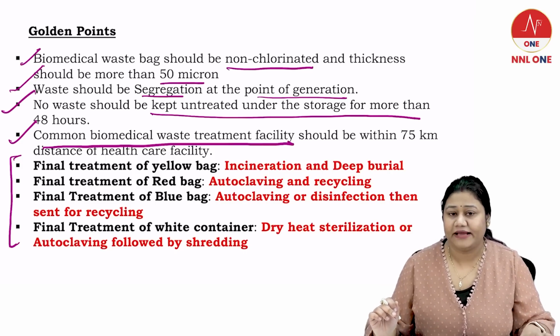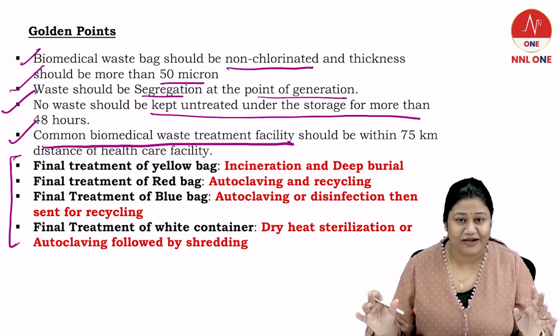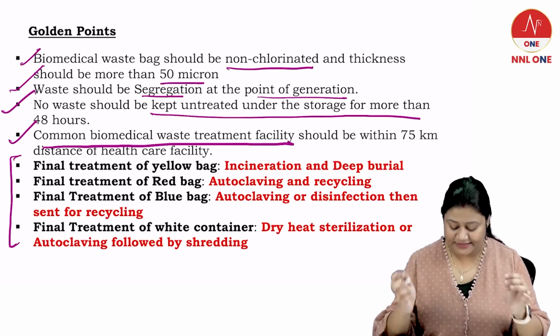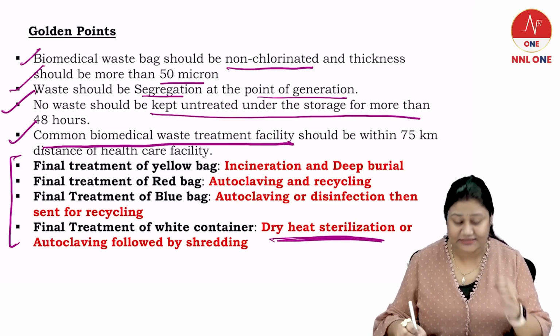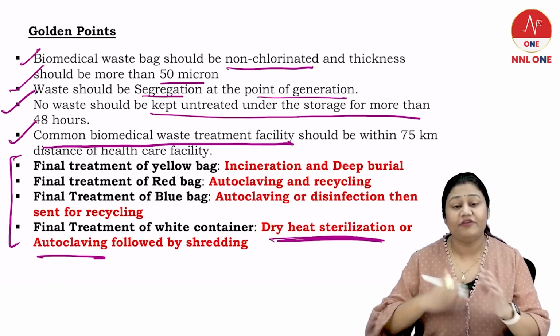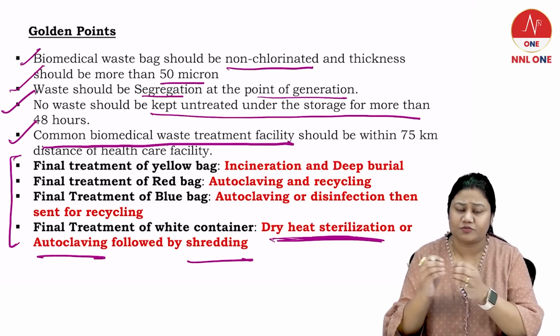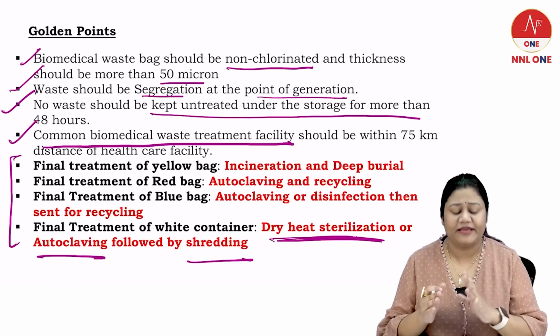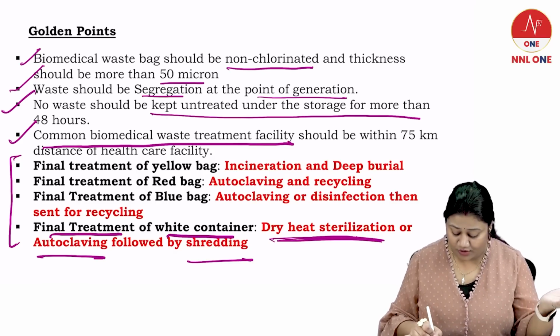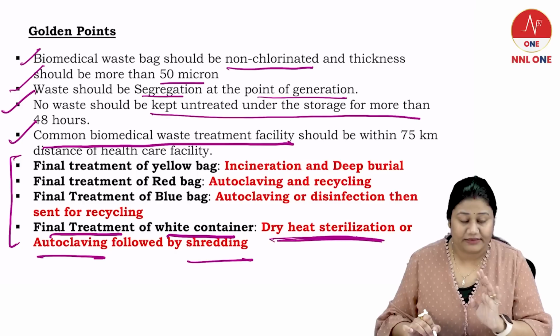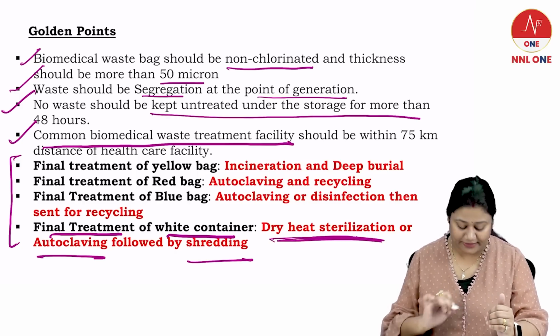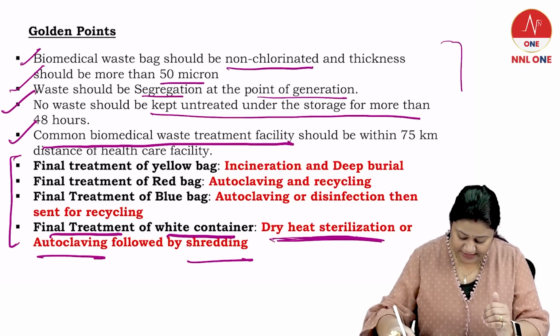What is the final treatment for the white puncture proof container? It is dry heat sterilization. Remember, dry heat sterilization or autoclaving followed by shredding into small pieces. We have to cut the waste which we are discarding in a white puncture proof container. After this we'll discuss what we can discard, right? So these are the important points.